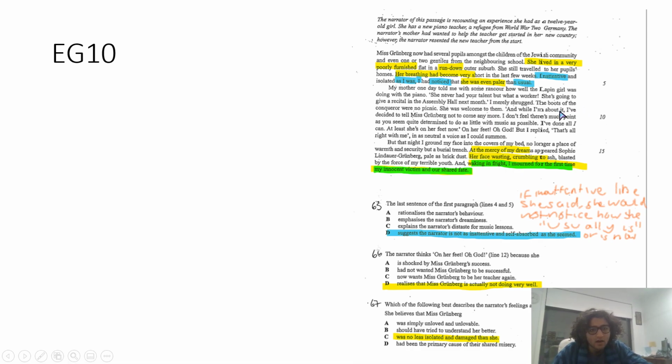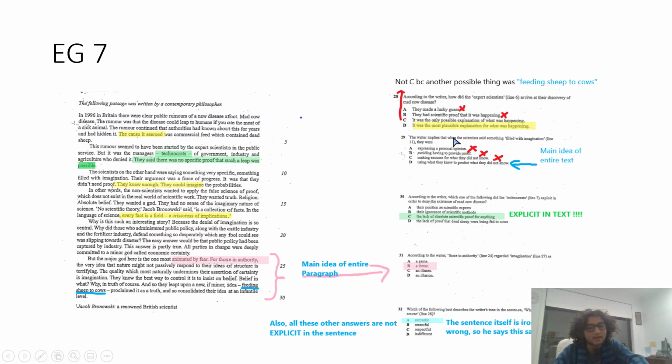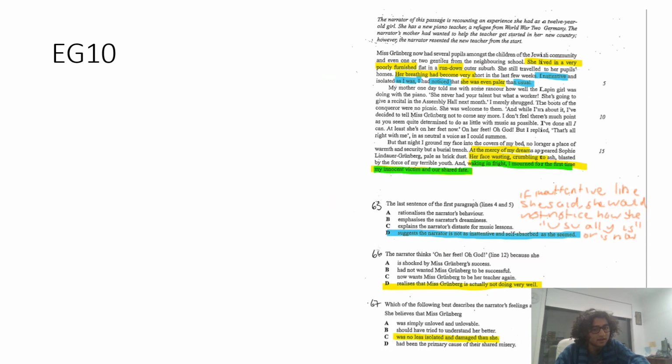So let's look at the line. The mother is like, oh wow, she's doing so well. She's going off somewhere by foot. She's going to give a recital in the assembly hall, right? Is she really going to be giving a recital in the assembly hall? Is she going to be shipped off to a concentration camp? We don't know, right? But it doesn't look too good for her. So this girl thinks, on her feet? Oh God, right? At least she's on her feet now. Oh God, that means she's like, oh, that's not a good thing. That means she's realizing that Miss Grunberg is not doing so well.